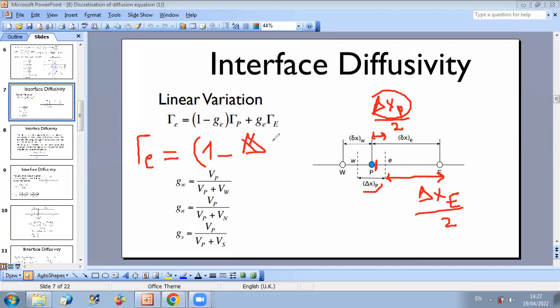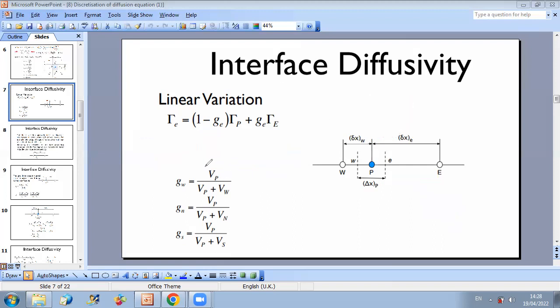So the closer I am to the point, meaning the smaller delta xp over 2 becomes, the closer the diffusivity at E gets to the diffusivity at P. So I multiply 1 minus delta xp over 2. Sorry, not 1 minus, meaning the whole length here. You should consider the total distance minus this one. So, if you want, we talked about it as a volume; we can take it as a volume.